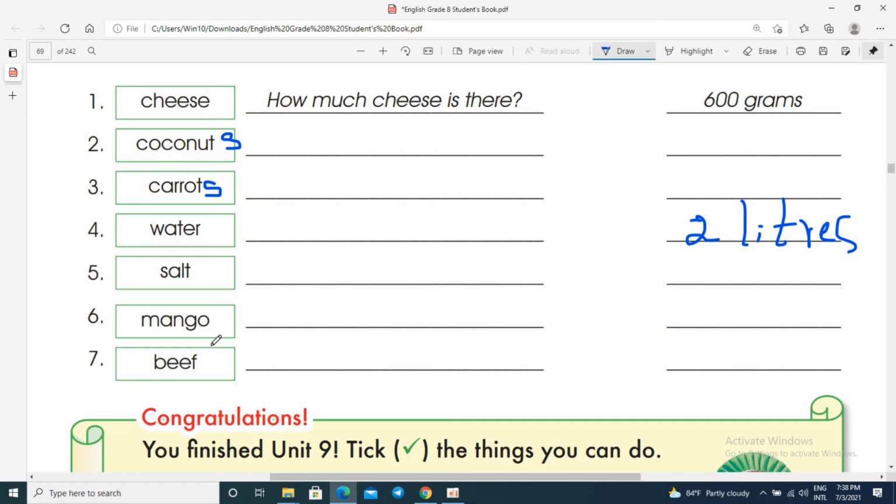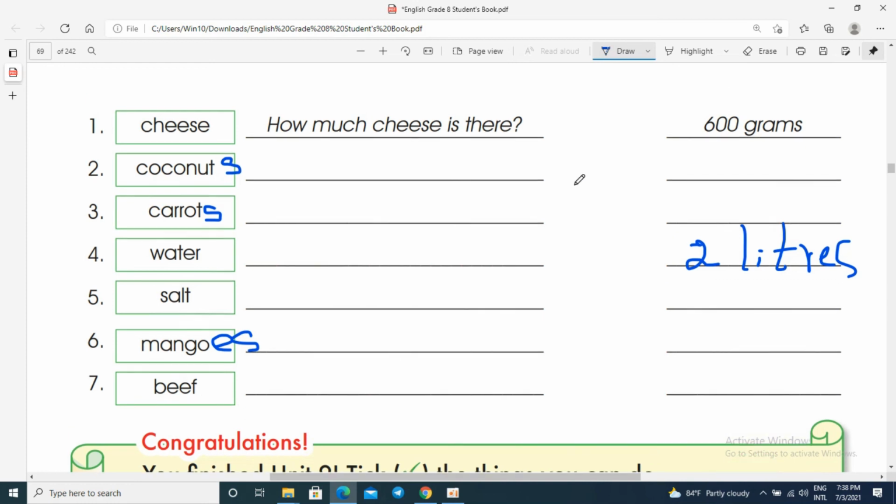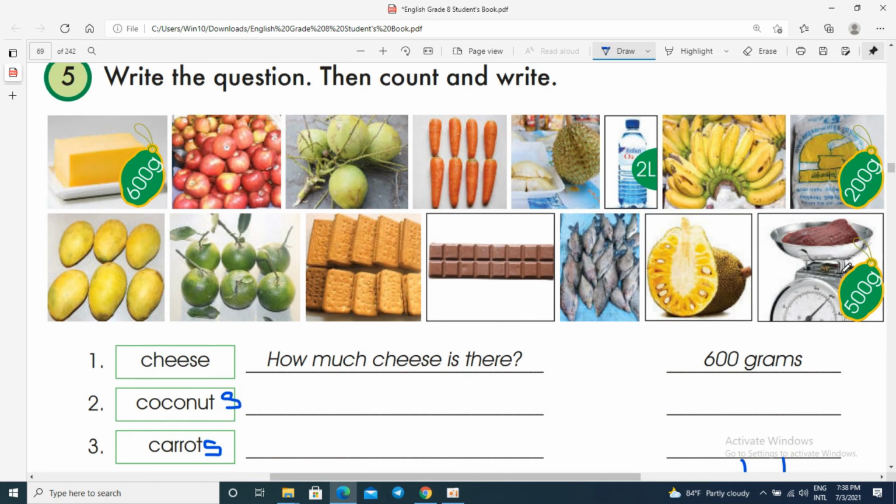Mangoes, okay. How many mangoes are there? Are there? Okay, six mangoes. Okay, beef. Sure, it is an uncountable noun, so we can ask, how much beef is there? We have 500 grams, okay.